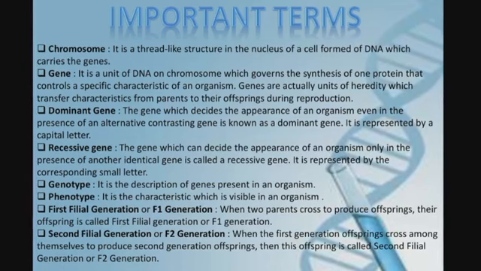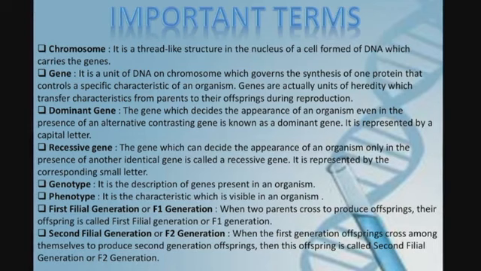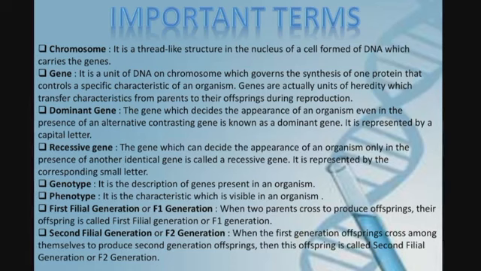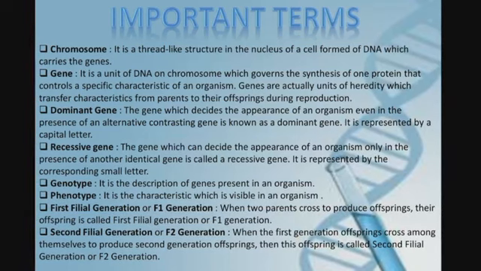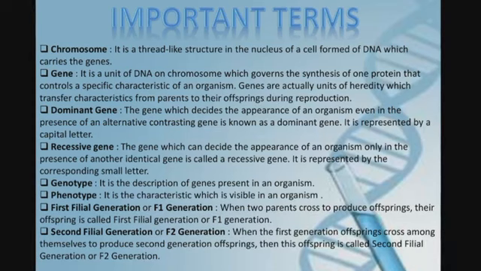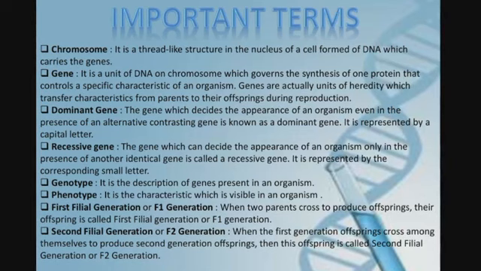Means the chromosome is found inside the DNA, and DNA is found in the nucleus, and the nucleus is found in the cell. So the chromosome is a thread-like structure in the nucleus of the cell formed of DNA which carries the genetic material or gene. Gene is the genetic material or the information which is taken from one generation to the other generation. Now what is gene?